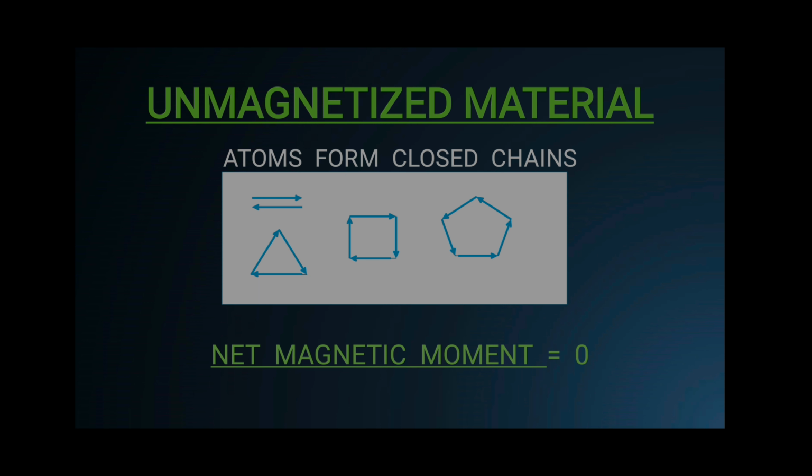All these diagrams show that the magnetic moment of one atom is cancelling the other. As a result, the total magnetic moment in each closed chain is zero. Thus, we can say the net magnetic moment of the whole material which is not magnetized is equal to zero.